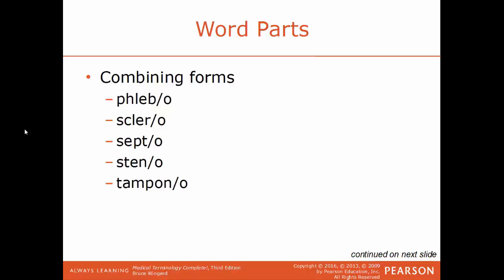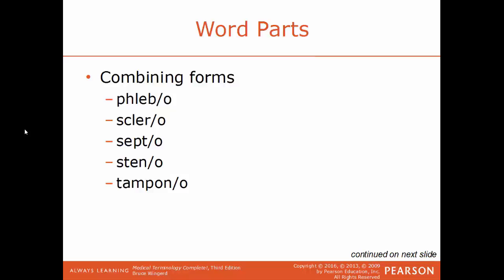Sclere or sclero is a reference to hardening. You can also reference the sclera, which is a part of the eye. But for this system, it will reference the hardening of arteries usually. Next term, sept or septo is a reference to a partition or a dividing structure. In your heart, you have a septum that divides the right and left ventricles, a septum that divides the right and left atria. So it is a divider, a partition.